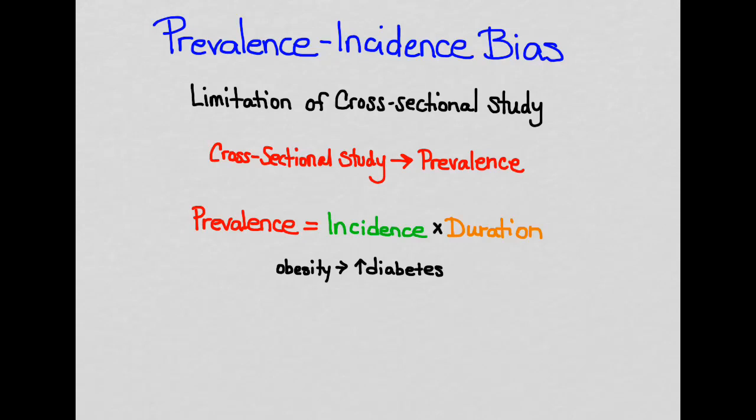So going back to our example from before, we saw that obesity is related to a higher prevalence of diabetes in cross-sectional data of U.S. adults. And so what we're really interested in is whether obesity is causally related to diabetes. So does becoming obese lead to increased risk of diabetes or increased diabetes incidence? However, it could be the case that obesity increases the survival of diabetics.